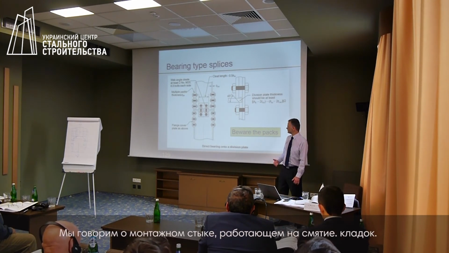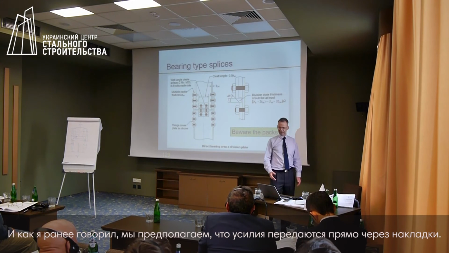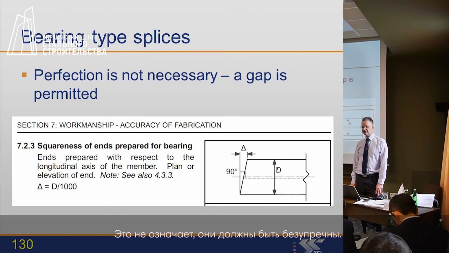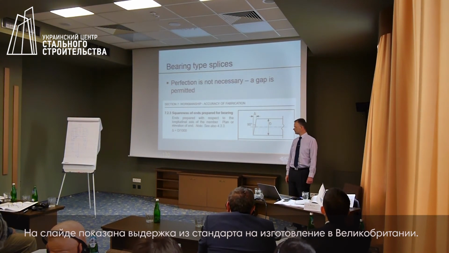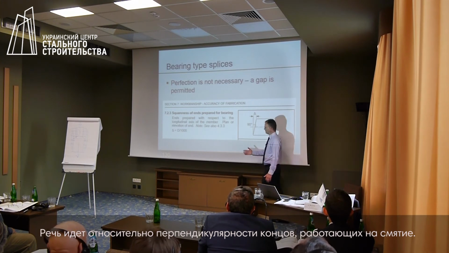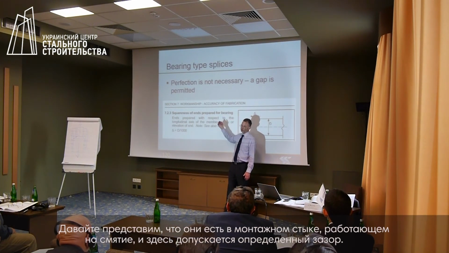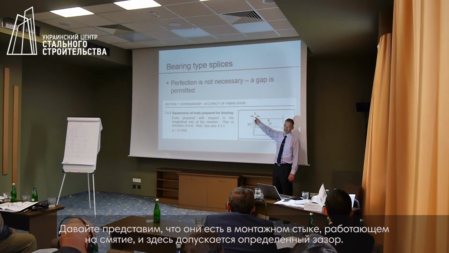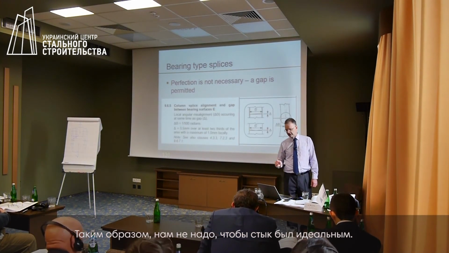Now this is a bearing type splice, and I've said before, we believe that the force is transferred directly between the flanges. That does not mean that you need a perfect fit. So here is an extract from a specification in the United Kingdom. This is for, the English words here are ends prepared for bearing. So we imagine this is going to be used in a bearing splice, and it allows a gap. So we don't need perfection even in a bearing detail.